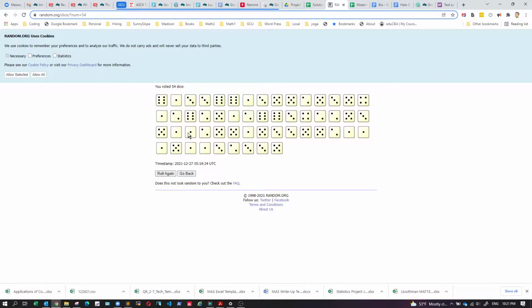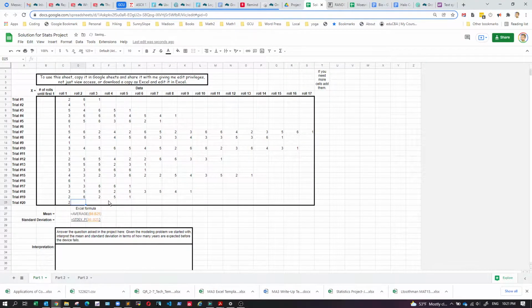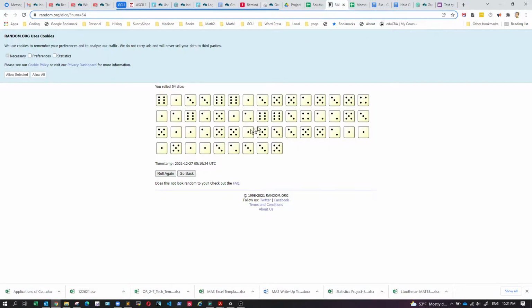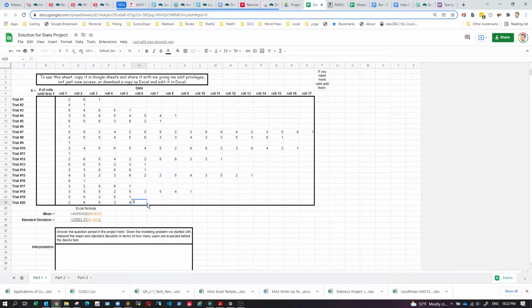Let's see, where did I get this one from? I gotta remember what it was. 2-6-2-5-1, and then here a long one. 2-6-6-3-4. And 2-2-5-3-5-1. Okay, so here is our 20 rolls.